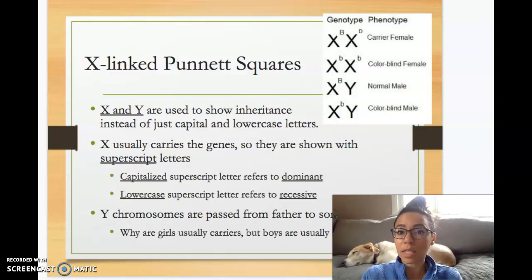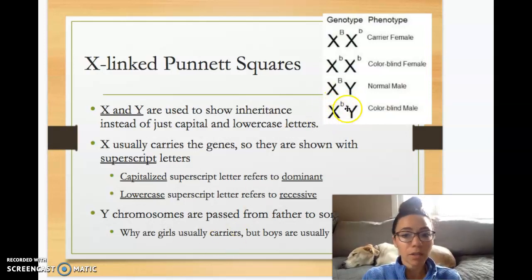Male pattern baldness is another trait that's on the X chromosome, which is why you see more bald men than bald women, because they're more likely to get it. They've only got one X chromosome, so you either have it or you don't.